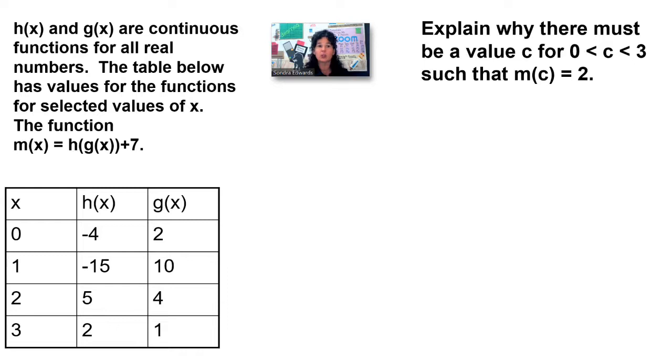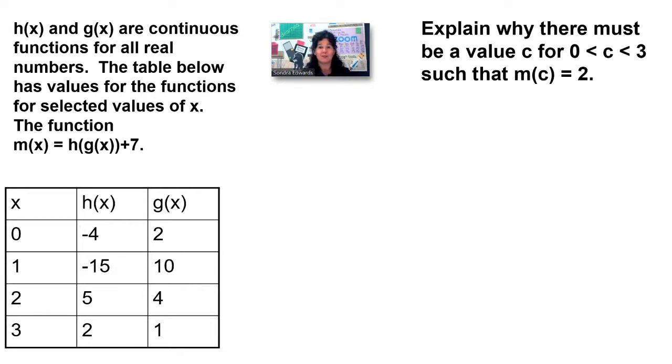A third way, which is what we're going to use here, is that the function m of x was created by taking the composition of h and g and then adding 7. The functions that created m of x are both continuous, so that means that the function m of x will also be continuous. If you're adding, subtracting, multiplying, or taking the composition of some functions that were continuous, the resulting function is guaranteed to be continuous. I like to think of it as if you start with good stuff, you're going to end with good stuff.